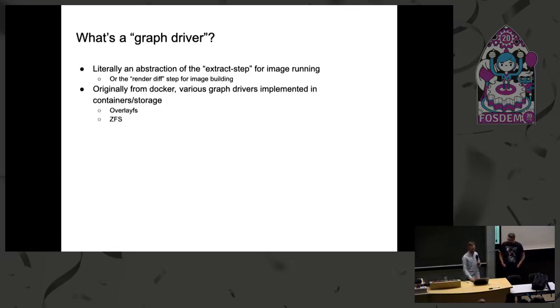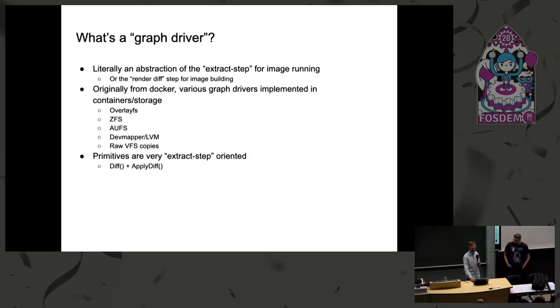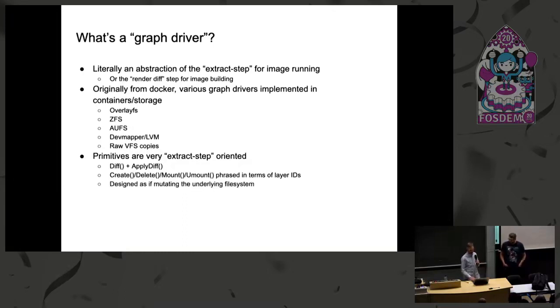Mentioned this. So there are actually a lot of different graph drivers, all for different ways of storing images. You can use thin provisioning type file systems, regular file systems, or even just be really inefficient and do lots of copying. And all of these primitives are very extract step oriented. The interface for adding a new graph driver into crio is: you do a create, you do a delete, you apply diffs from a new layer to get a new thing, and then when you get the final image for the container, that's when you actually do a mount. Everything's in terms of individual layer IDs.